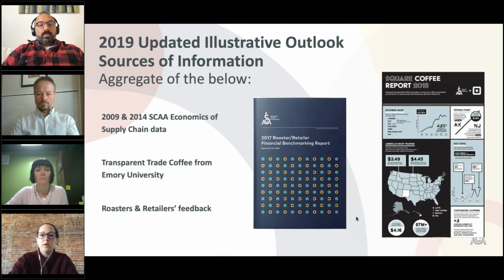And then moving to this updated illustrative outlook, we took different sources of information to put this document together, this tool. So we looked at the 2009 and 2014 economics of the supply chain data that we already had, some transparent trade coffee data from that transaction guide from Emory University. We also had roasters and retailers feedback, and then the 2017 roaster and retailer benchmarking report, as well as the 2018 infographic that Square put out, a price report.